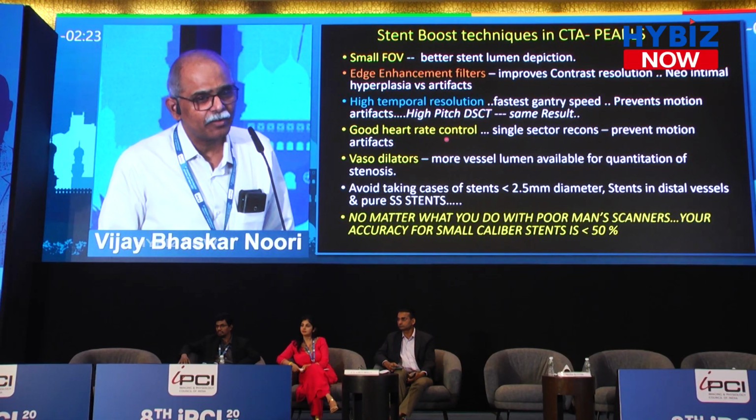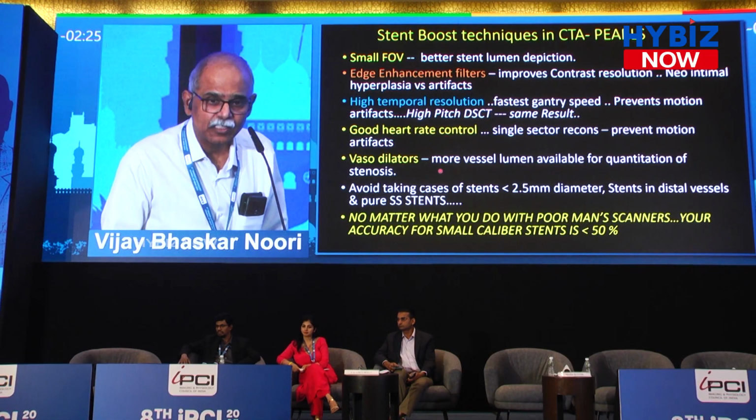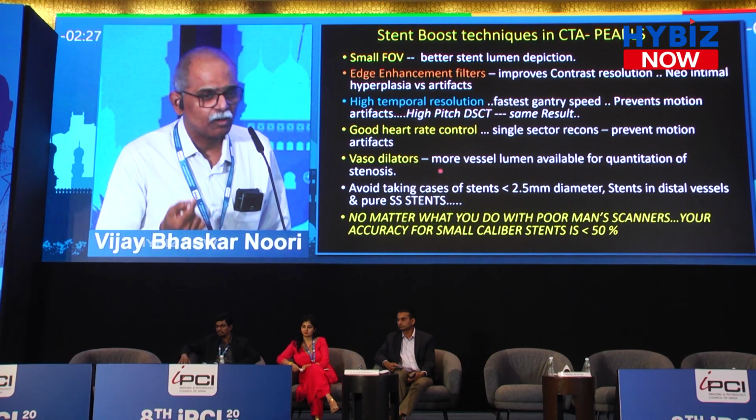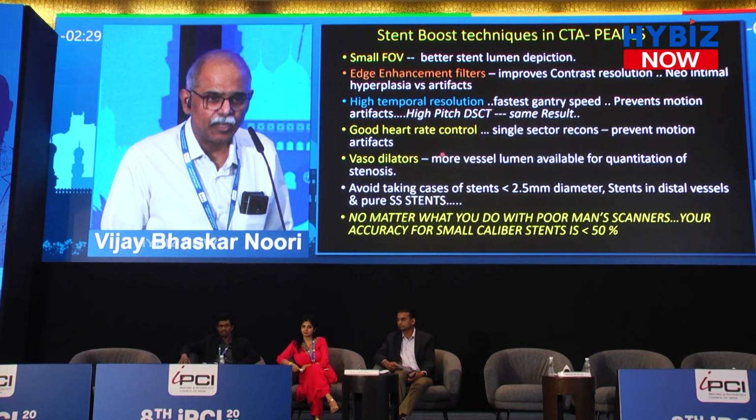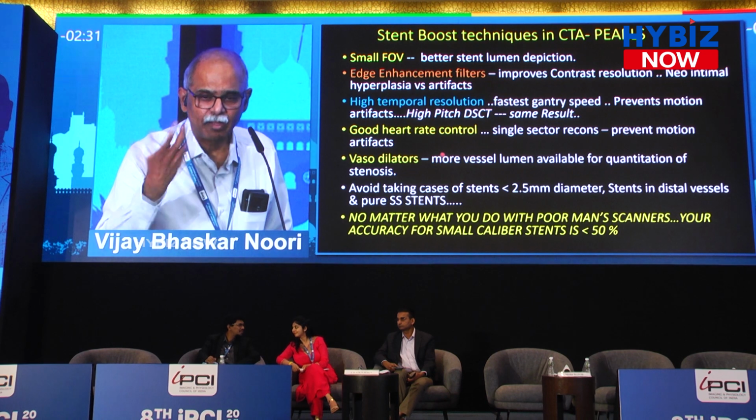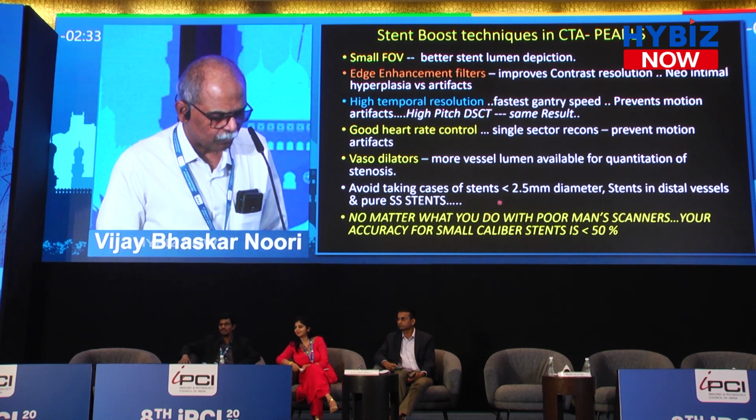The more the heart rate, the more the artifacts. Vasodilators: we always give NTG or sorbitrate before doing the study to widen the vessel so that I can look at the vessel lumen much better. So avoid stents less than 2.5 millimeter diameter.